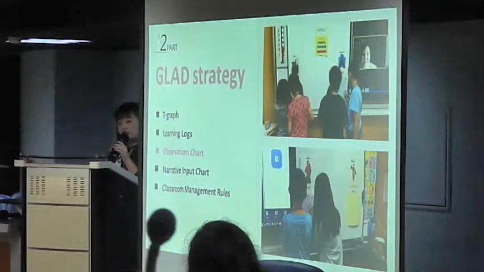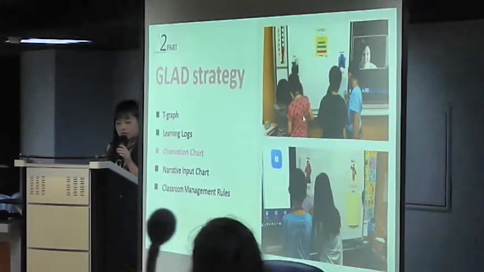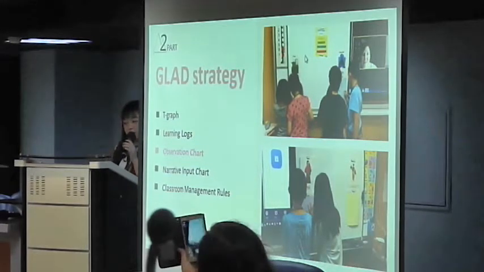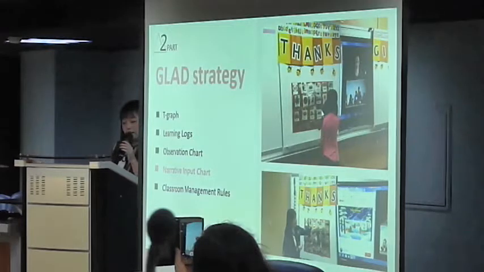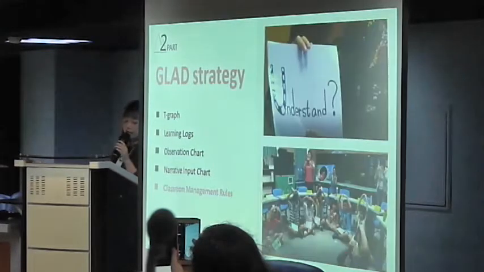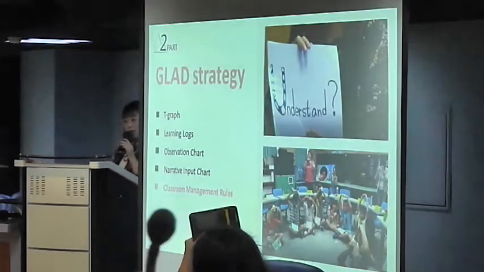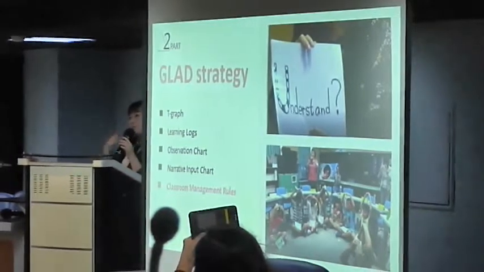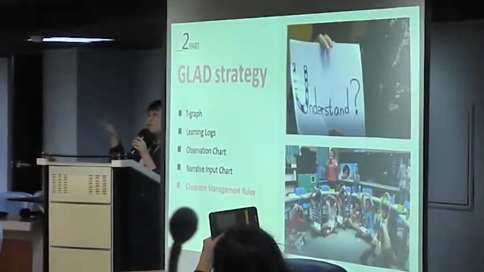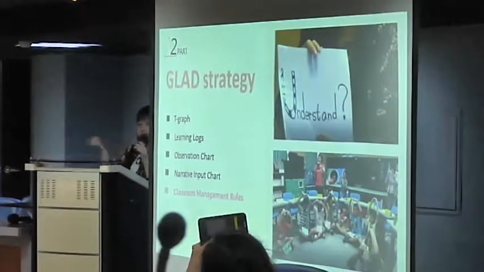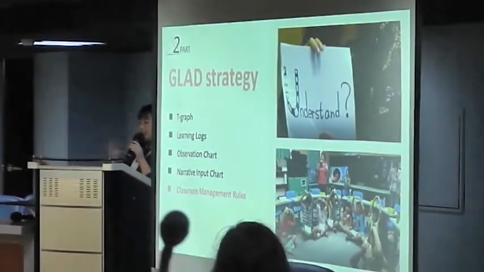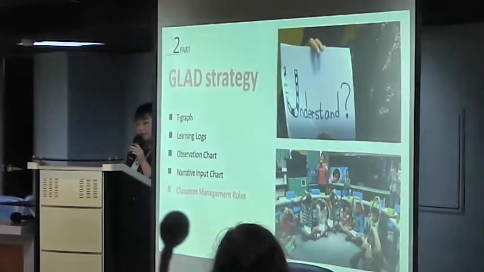And the observation chart, this one aims to enhance students' reading skills. And then the narrative input chart, and also some of the classroom language rules. For example, the teacher says, follow me, and you need to say, all right. And then the teacher says, look at me, you need to say, look at you. So it's really simple to control your students.